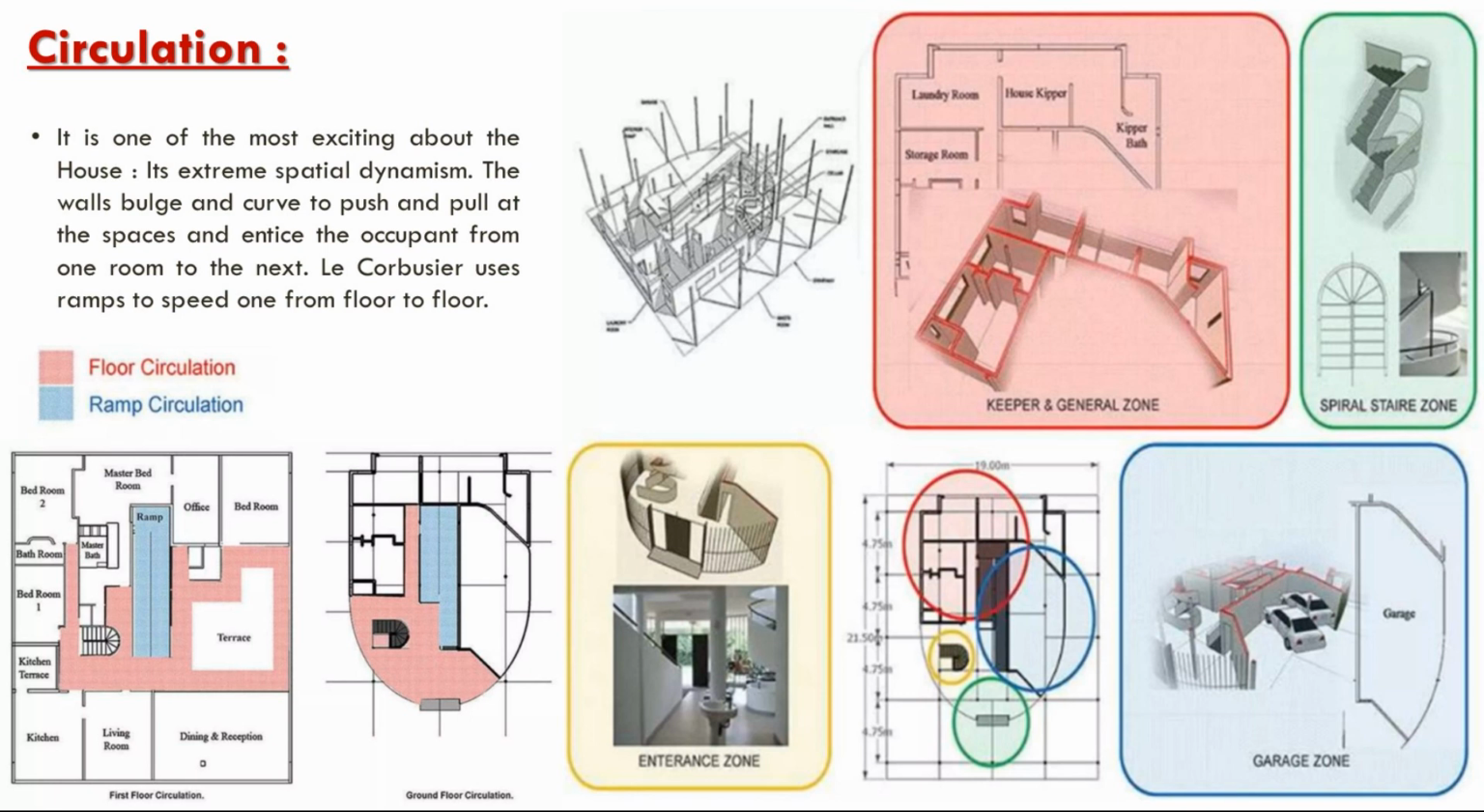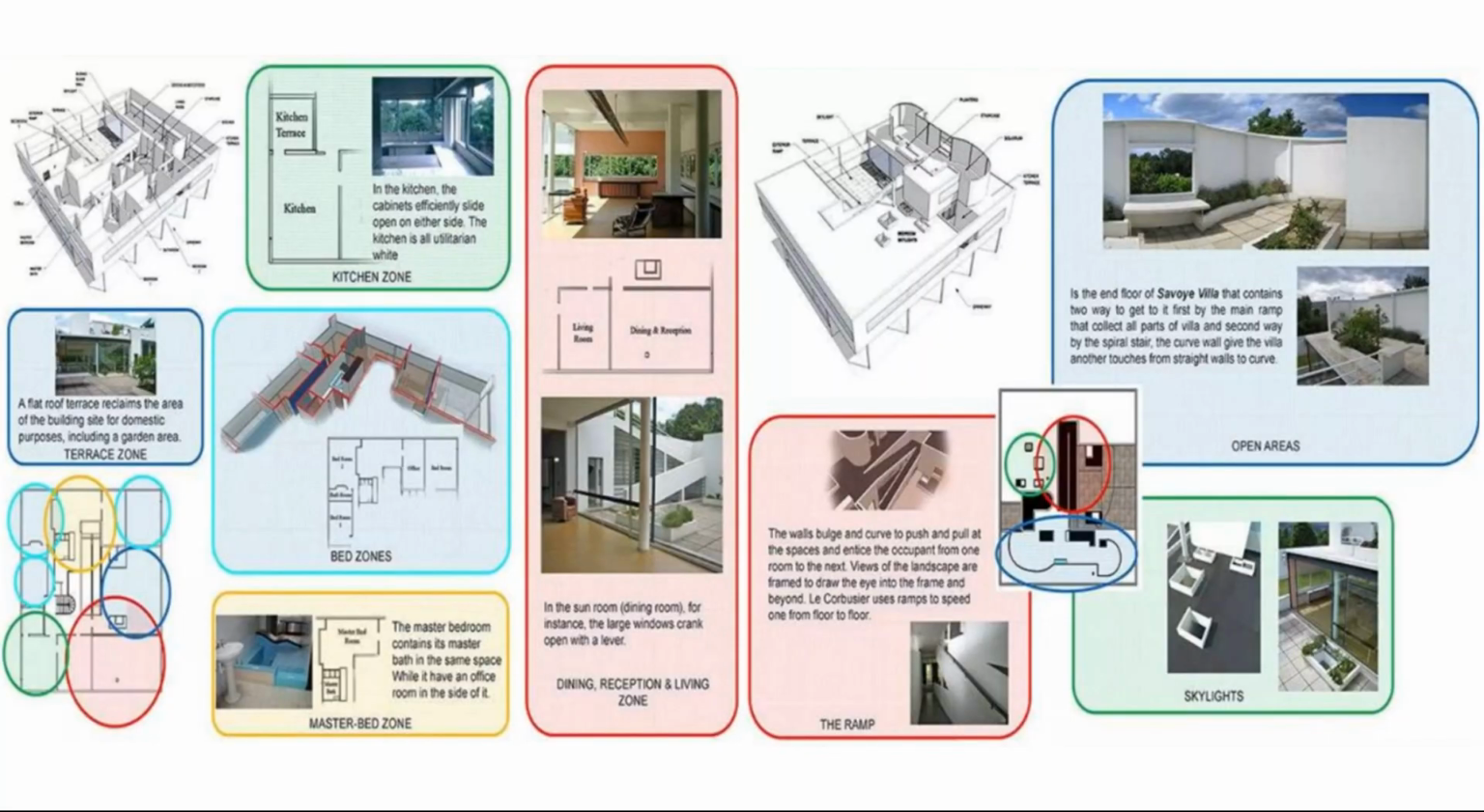The peach color that you can see over here in both the plans is basically the floor circulation plan, and the blue color that you can see is the ramp circulation. Okay, now coming to the second floor, in this plan you can see the light blue colors, they are bed zones. The yellow color means the master bed zone which has the office and private sitting area as well. The green color has the kitchen and kitchen terrace.